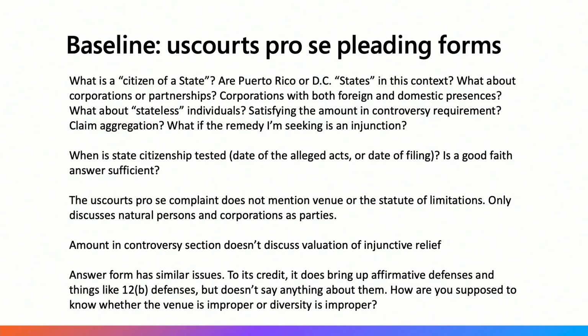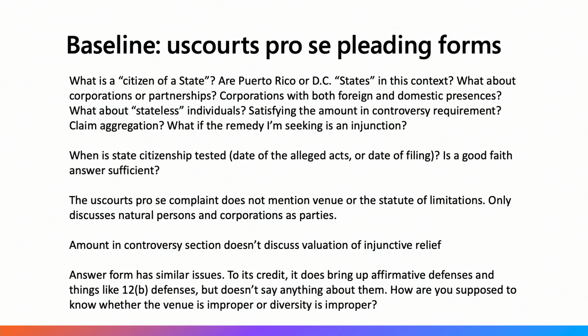So questions that are not brought up, these again become immediately obvious when you go to draft it in a computer. You have to start thinking about these things and you want answers to these questions. What is a citizen of a state? So Section 1332, which is the diversity one, asks all these questions. It talks about citizens of a state. It just says states. Are Puerto Rico and DC states? Who knows? There are different kinds of entities.